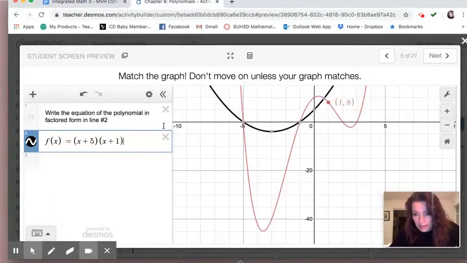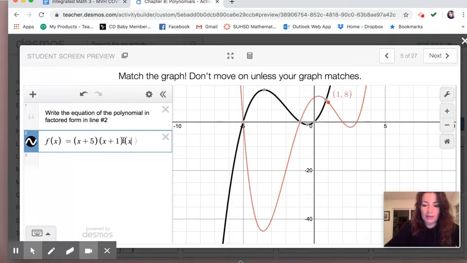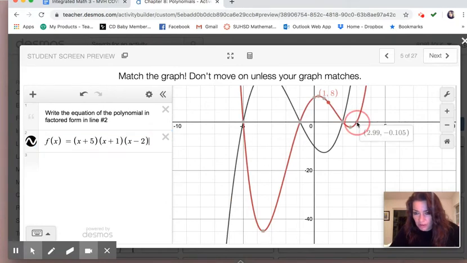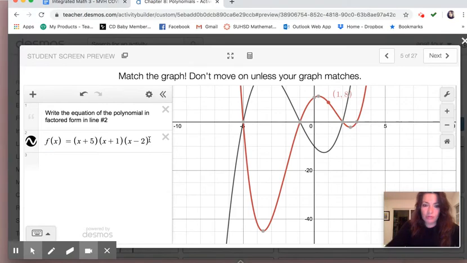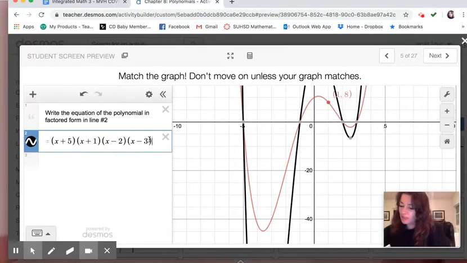And then it passes through the point -1, so I'm going to write x plus 1. And then it goes up and back down through the point 2, 0. So I will write times x minus 2. And then it looks like it goes through 3, 0. So I have x minus 3. Okay, but again, our graph, the a value does not match.